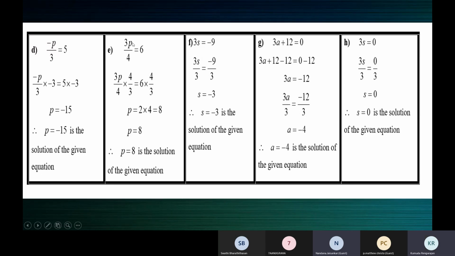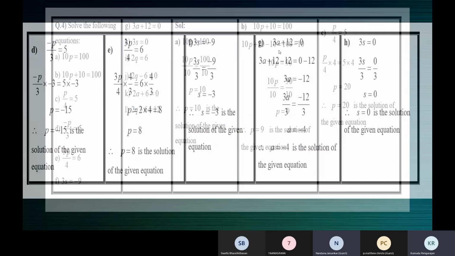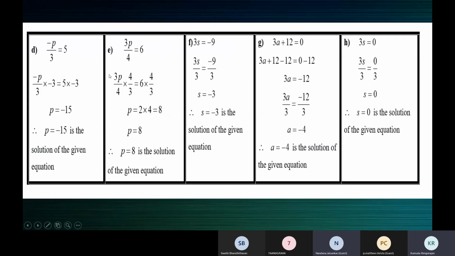No, we have to separate P from 3 by 4. So we multiply both the sides by 4 by 3, the reciprocal. I told you this earlier also. You did it in one step, yeah, that's what it is. 3 by 4. So multiply both the sides by 4 by 3. You can finish in one step.